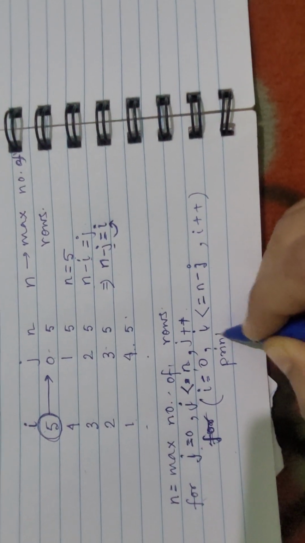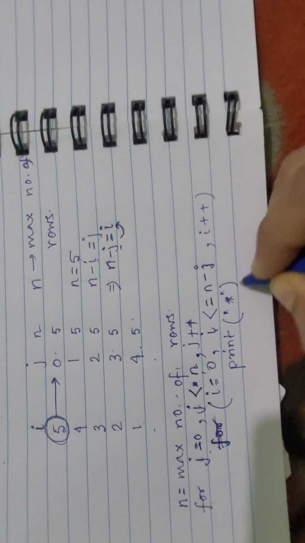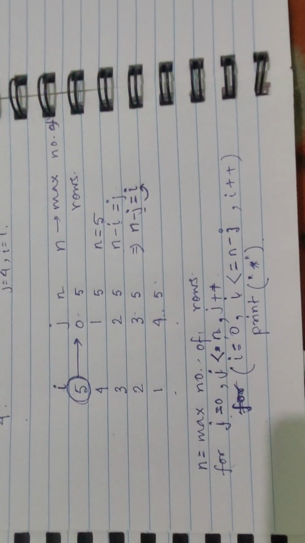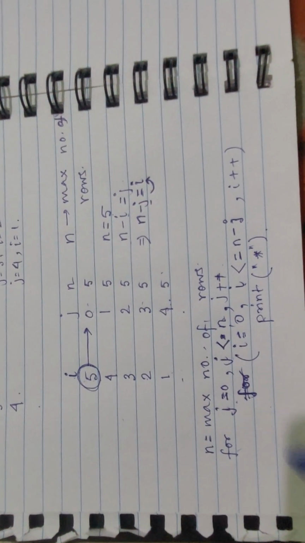And here it will print star, end. So this is the pseudo code. Okay, so now I will try to run this.